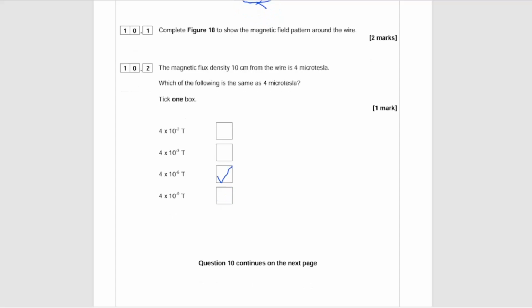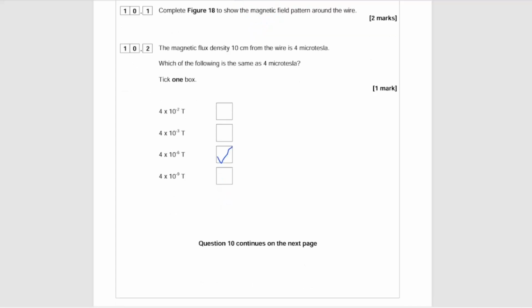Then for 10.2, the magnetic flux density 10 centimeters from the wire is 4 microtesla, which is the same as the following, and we're just meant to tick one box. Now, going down from the standard unit, it's milli then micro. So it's times 10 to the minus 6, because it's times 10 to the minus 3 for each step, with milli being times 10 to the minus 3. Actually, let me do this. This would be millitesla, and this would be nanotesla, and this would be centitesla. So it's very important that you remember all your unit prefixes, and this would be microtesla.